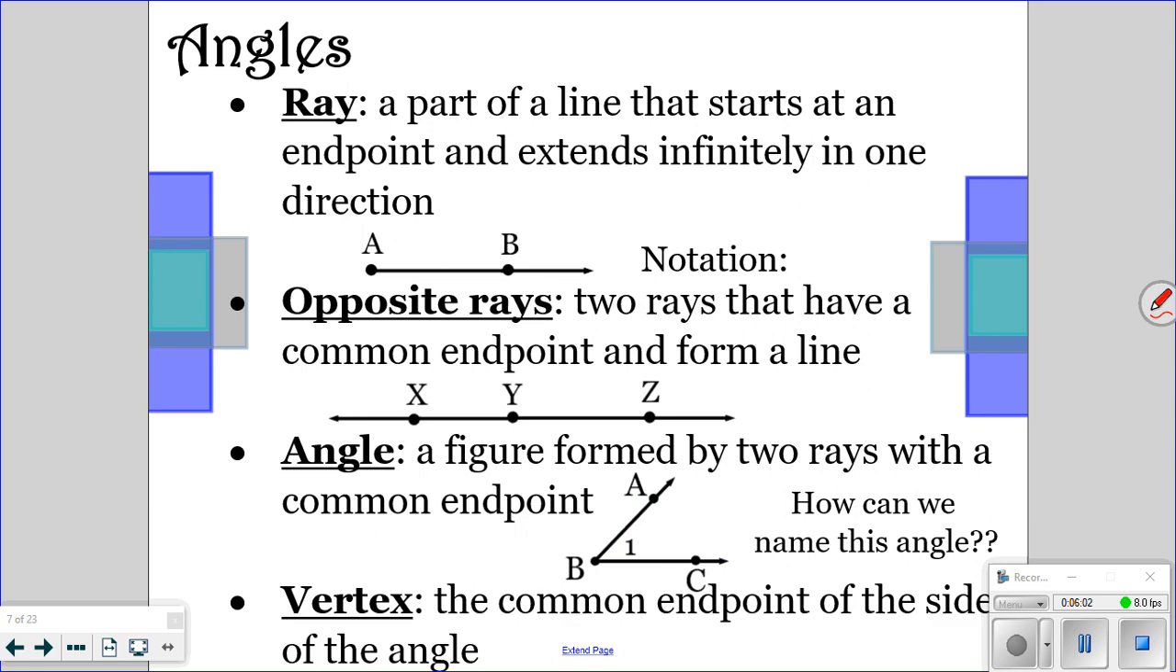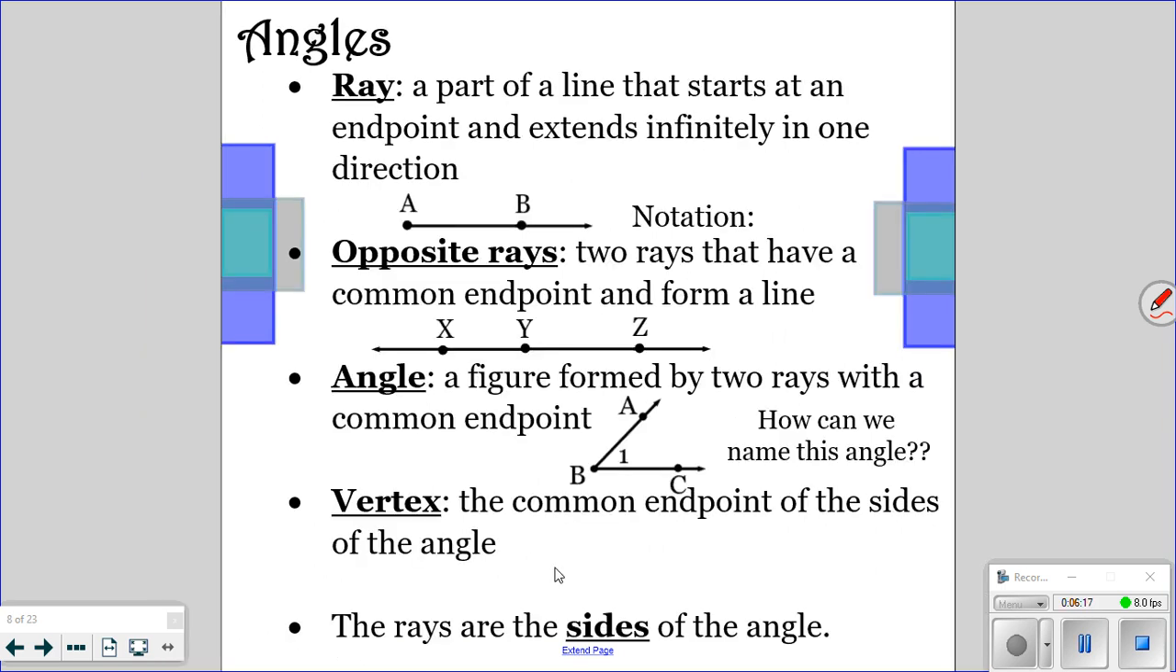So I was referring to vertex already. The vertex is the common endpoint of the 2 sides of the angle. So this is our vertex right here, because that's where the 2 rays meet up. And then the rays are the sides of the angles. So here's one ray, and here's the other ray.